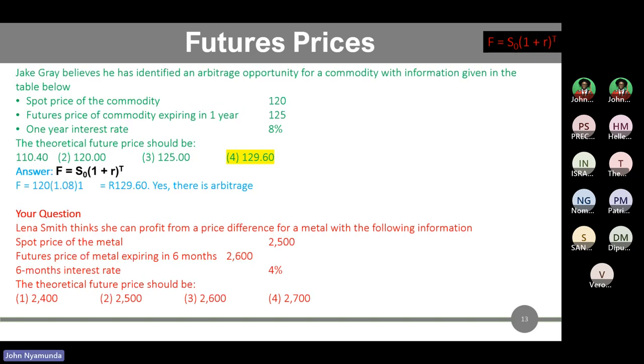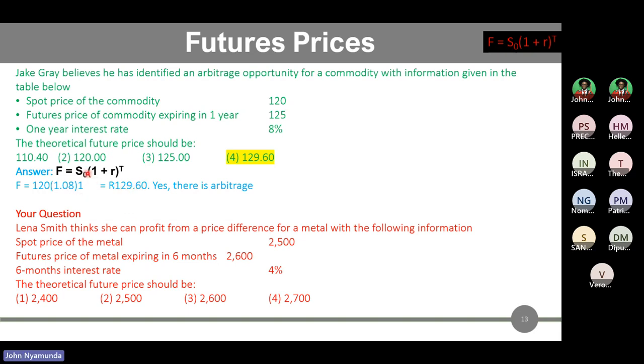I can try. Okay. So the formula, ladies and gentlemen, remember our formula for futures price is the spot price times (1 plus R) to the power of T. In this case, the spot price is 120, times 1.08, that's the R, to the power of T. Why is it to the power of 1? Because it matures in 1 year. So when we do that, we find 129.